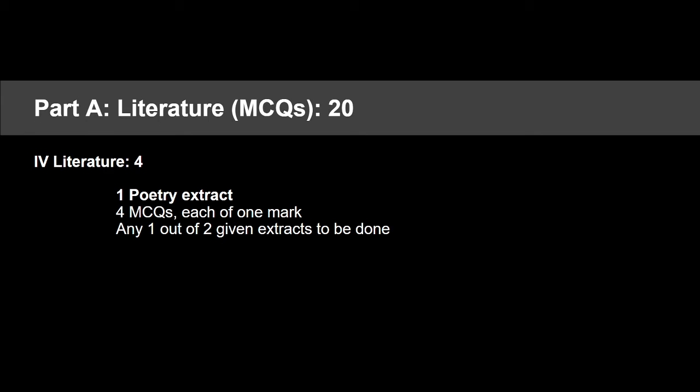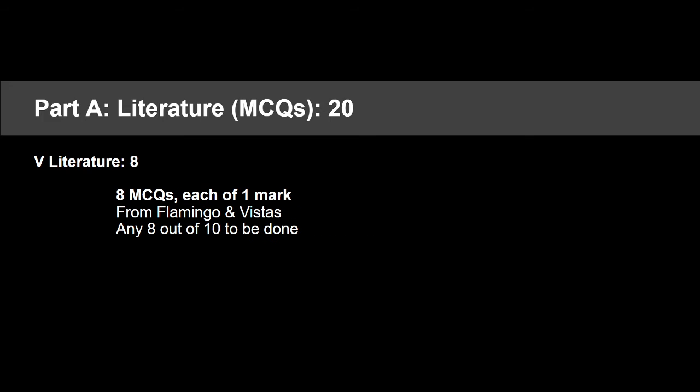In the next part of literature, you will have 1 poetry extract and 4 MCQs from that extract, each carrying 1 mark. 2 options of extracts will be given, you have to attempt 1. Total marks are 4, as you can see.